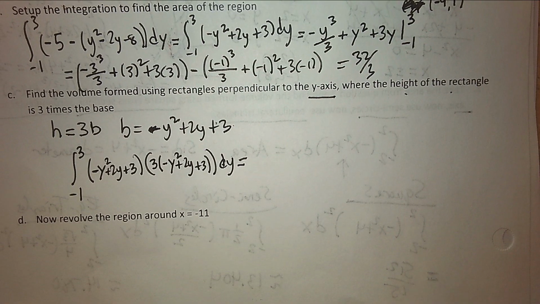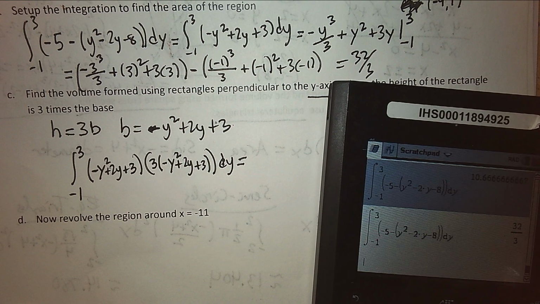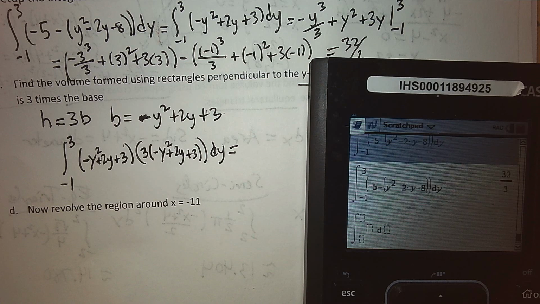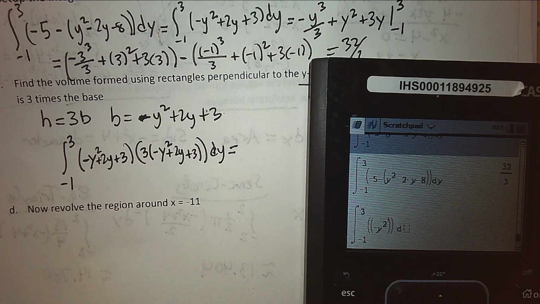So again, integrating. I'll type it in if you can't see it, and then I'll move my calculator over if you need me to. So I'm integrating again from -1 to 3. I'm going to start with 2 parentheses. In the first one, I'm going to type in -y squared plus 2y plus 3, close it.